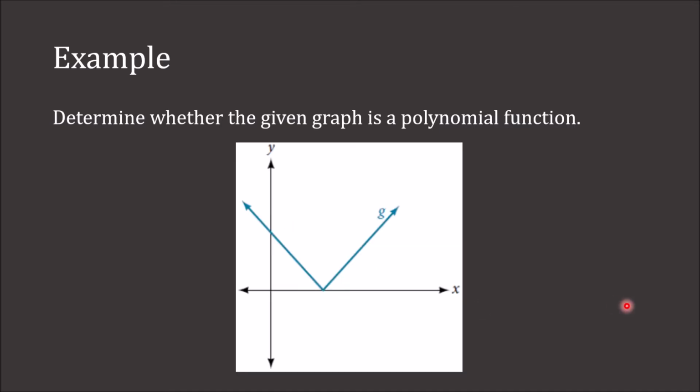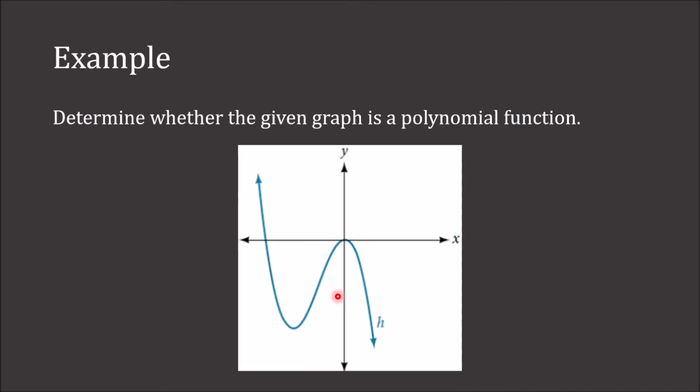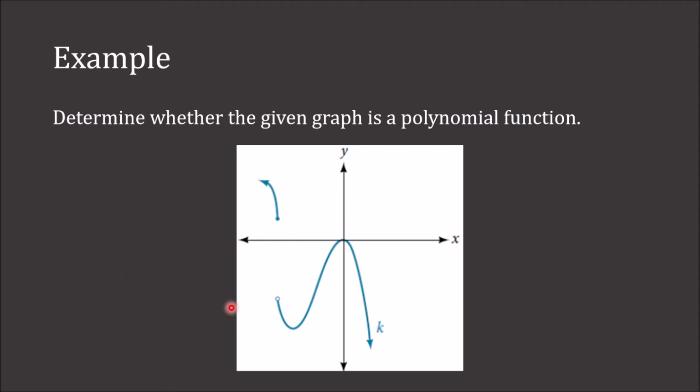All right, we look at this one. Well, it's definitely continuous. However, it has a sharp edge right here, which means this would not be a polynomial function. Once again, this is continuous, and it's got no sharp edges, so it's also smooth. So this would be a polynomial. Well, this one is smooth. There's no sharp edges, but look, there's a break in the graph. It's not continuous. And so this would not be a polynomial function.